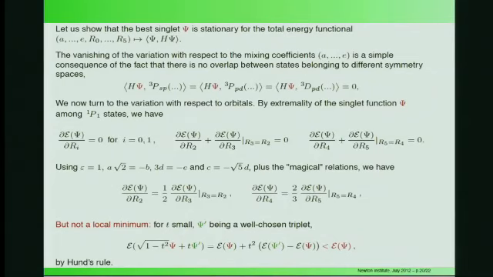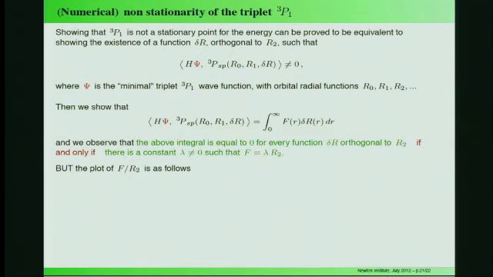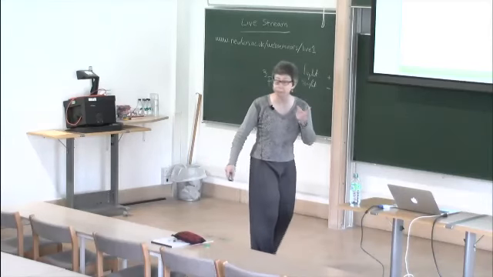Okay, so it's not a local minimum, but it's a stationary point. Maybe I don't have more time. I also had a slide about proving that the triplet P, which was the candidate for the global minimum, is actually not stationary. The proof of this is based on numerical computations. Well, I don't have time. I prefer to finish with the last slide, which is the message that we have to keep in mind.